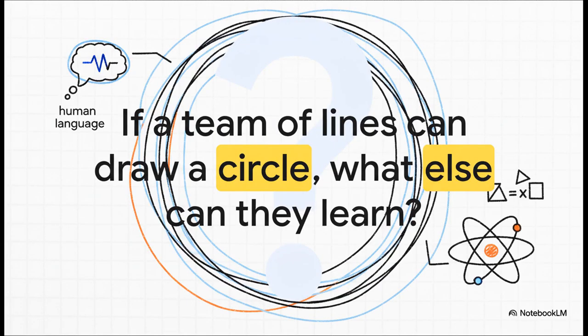So that really brings us to the final big idea here. We started with this super simple puzzle, right? Just separating some dots. But the solution we found, this idea of stacking up simple models with on-off switches, is so much bigger. I mean, think about it. If a team of simple lines can teach itself to draw a circle, what else can it learn? What are the limits? What other incredibly complex patterns out there, in language, in science, in art, can they learn to see?